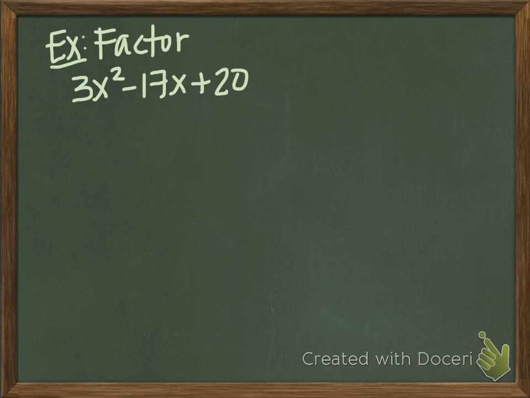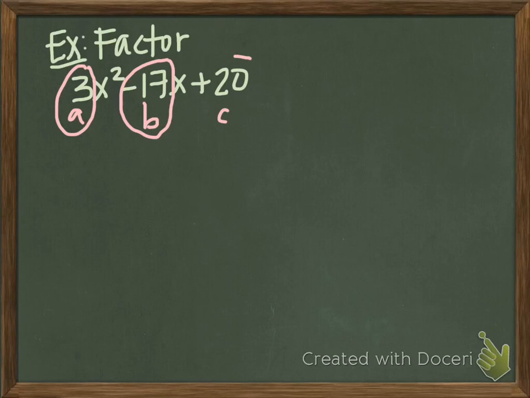All right, here's our next example. Step 1, factor out the GCF. I don't see a GCF other than 1 for 3x squared minus 17x and plus 20. So we're done with that part. Step 2, identify A, B, and C. A is 3. B is negative 17. And C is positive 20. So there's our A, B, and C.